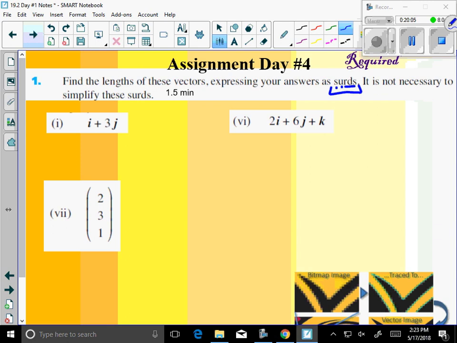Okay, so it is not necessary to simplify these surds. Oh, so maybe it doesn't mean simplify. Maybe it means sup radicals. But all I would do here is I would get square root of 10. Oh, nice. Square root of 10. Could I simplify that? No. Doesn't have a perfect square that goes into it. Could I simplify something like this? Sure. 5 root 2. I would prefer simplified surds, if you would, please. Okay. All right. That's your lesson for today.